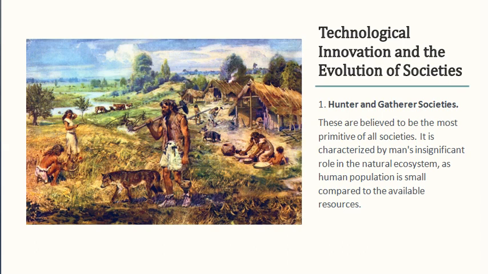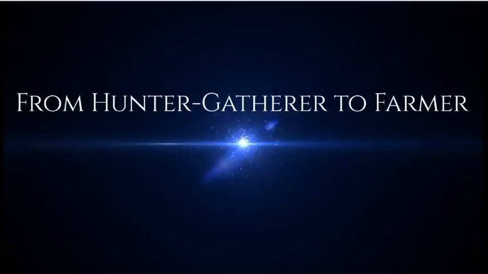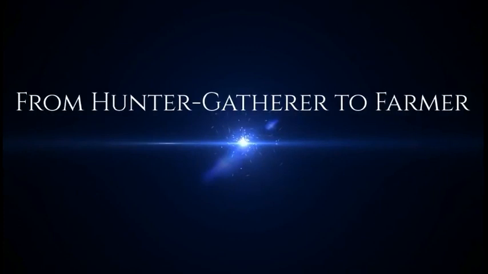It is characterized by man's insignificant role in the natural ecosystem, as human population is small compared to the available resources. Here, technology is restricted to this major activity, which is food gathering. They still have very limited tools and equipment that they can use in their hunting or gathering of food. I'm going to show you a video for that. This can also show you our history, what happened to human society, how it evolved.